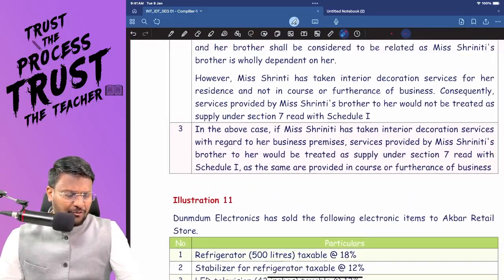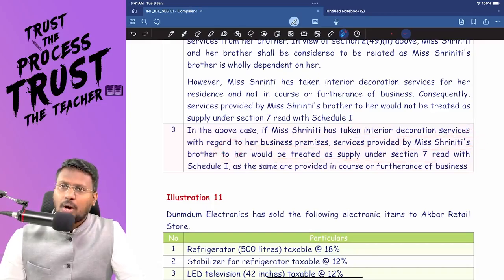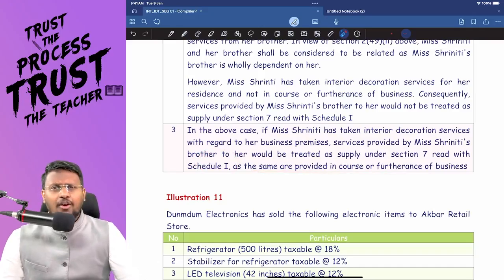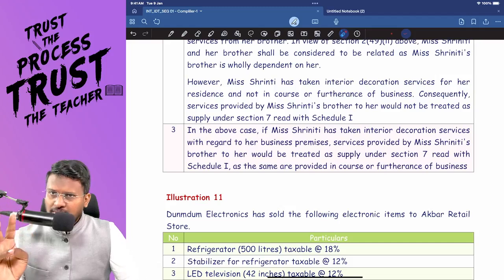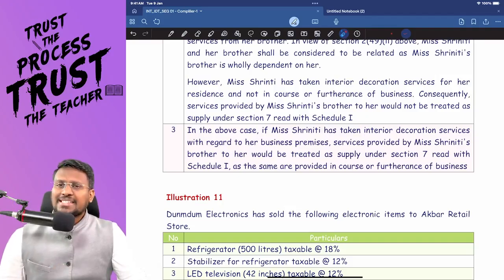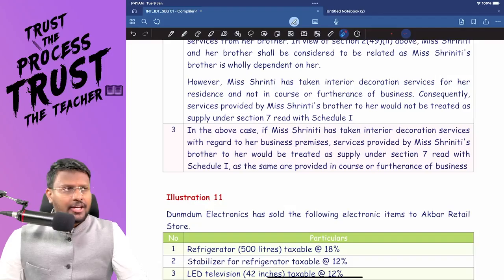In the above case, if Ms. Srinidhi has taken interior decoration services with regard to her business premises, services provided by Ms. Srinidhi's brother to her would be treated as supply under section 7, read with Schedule 1, as the same are provided in the course or furtherance of business. Because as per para 4, 4 conditions should be satisfied. Condition number 1, there should be importation of services without consideration from a related person or establishment situated outside India, and it should be in the course or furtherance of business. If these 4 conditions have been satisfied, it will be treated as supply.